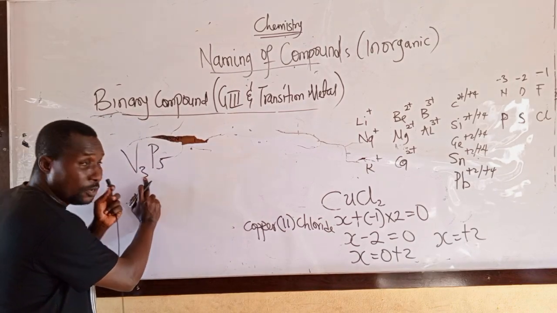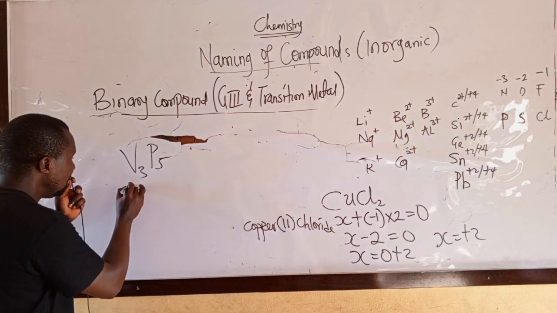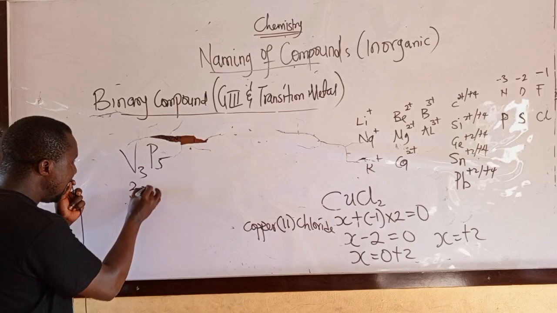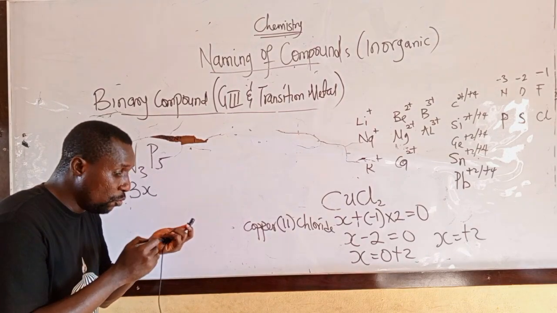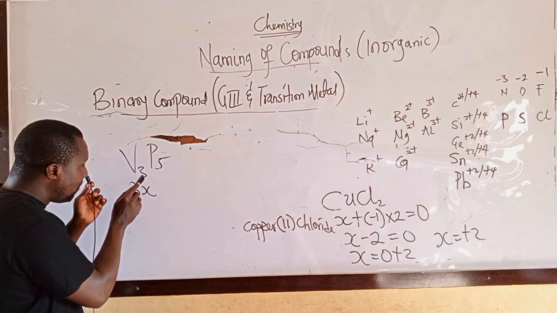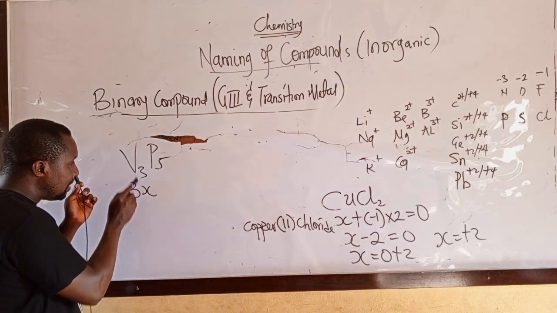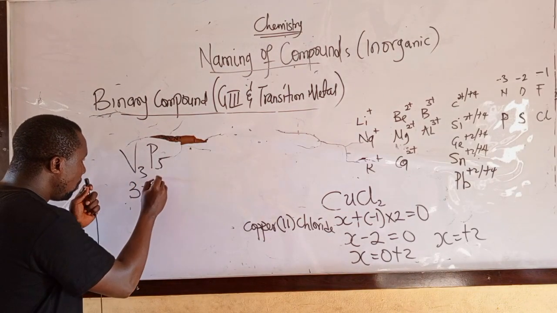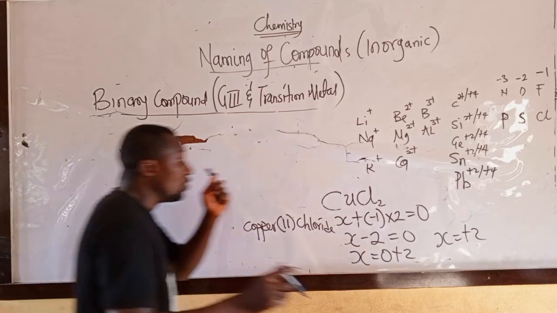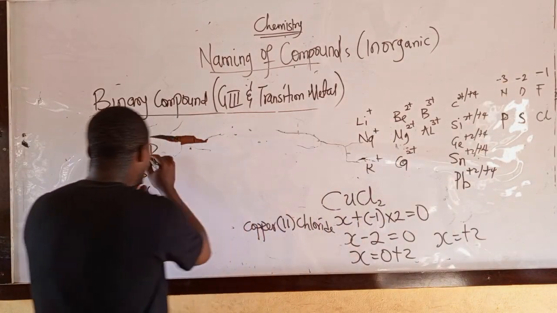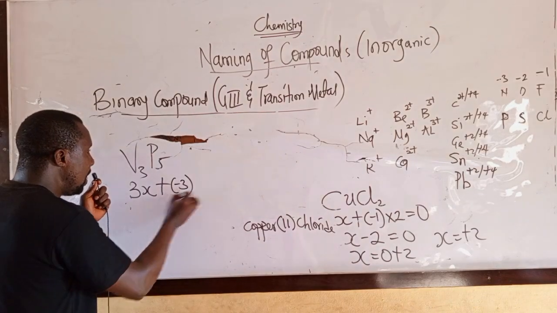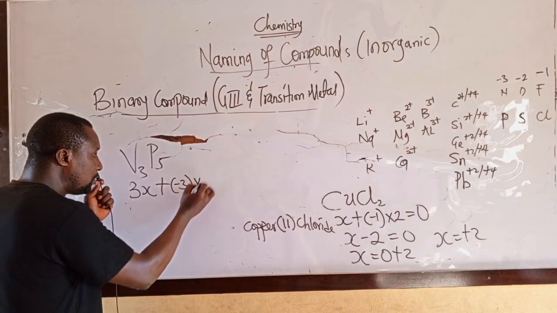And how many vanadium do I have? 3. That means 3 times x, because the oxidation number of vanadium is x, unknown, the one I'm looking for. Then how many vanadium do I have? 3. That is 3 times what? x. Then plus the oxidation number of phosphorus. This is phosphorus. The oxidation number is -3. How many phosphorus? 5. So 5 times -3.